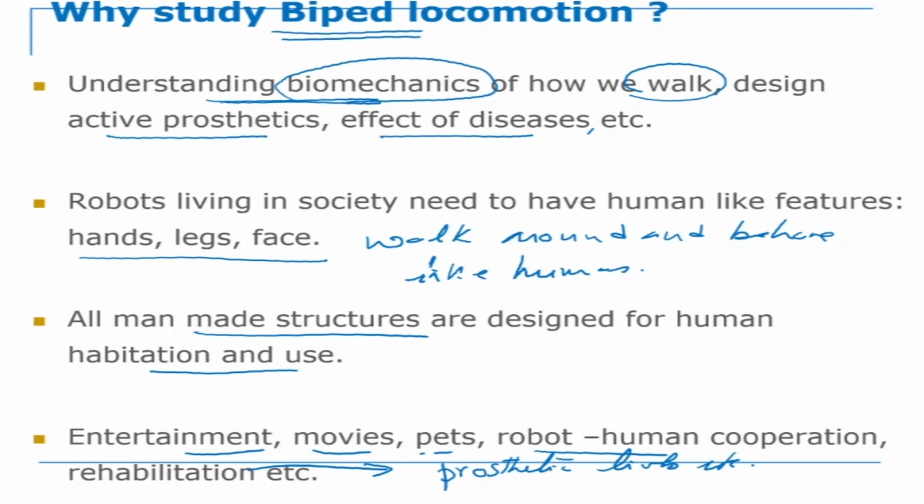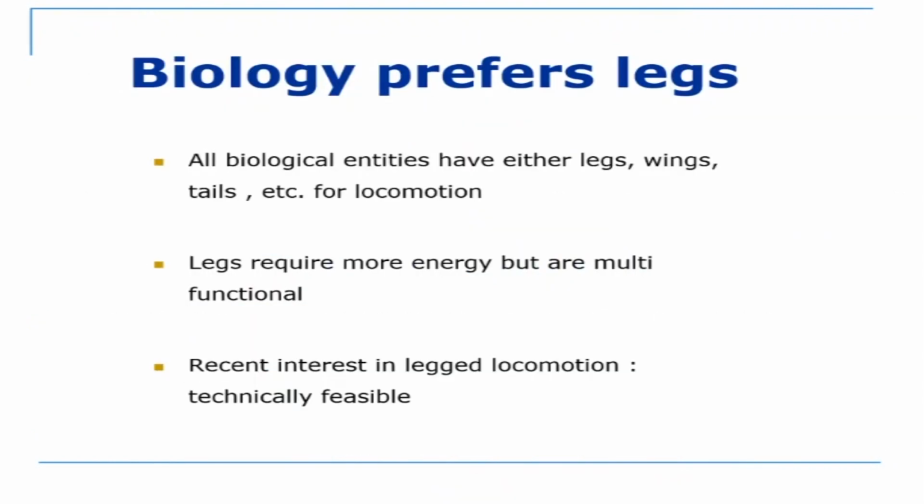Okay, now very interestingly, biology prefers legs over wheels. You'll not find any biological entity which has wheels. Fishes use fins for swimming, birds use their wings for flying, but you never find a biological entity having wheels. Human beings use cars and bicycles which use wheels, but biology doesn't prefer wheels, it prefers legs.